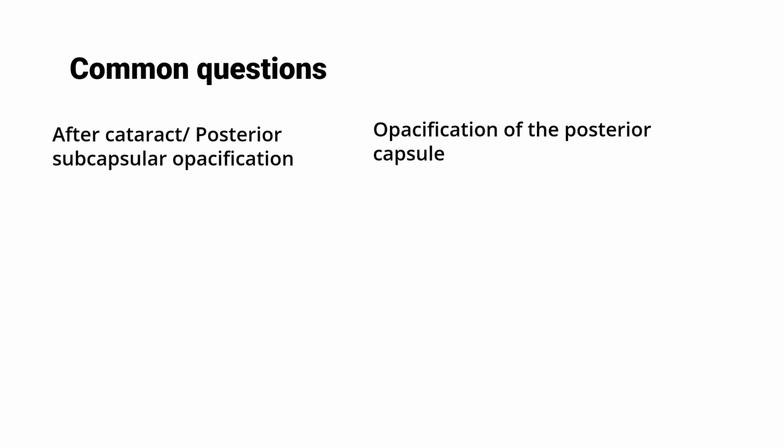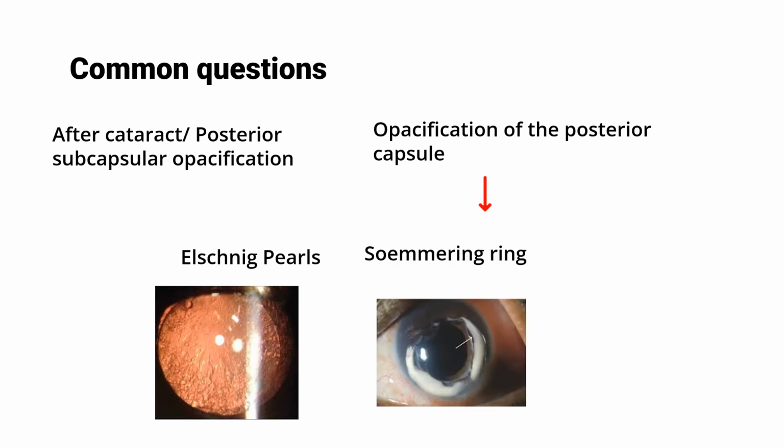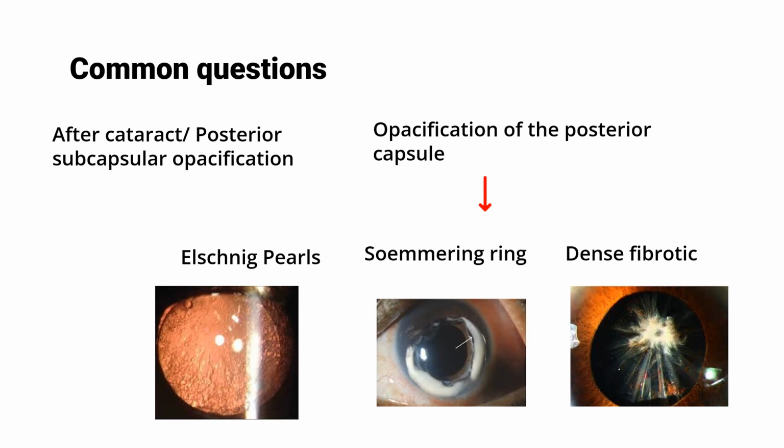What are the types of posterior subcapsular opacification or after cataract? It's the opacification of the posterior capsule which is left behind. There are three types: Elschnig's pearls, which are pearl-like opacities in the posterior capsule; a Soemmering ring where there's a ring in the periphery of the posterior capsule; or a dense fibrotic capsule opacity. Okay, for a Soemmering ring usually nothing is required, but for Elschnig's pearls and dense fibrotic opacity, if it is affecting the vision, then we do something called Nd:YAG capsulotomy. Okay, these are the most commonly asked questions.